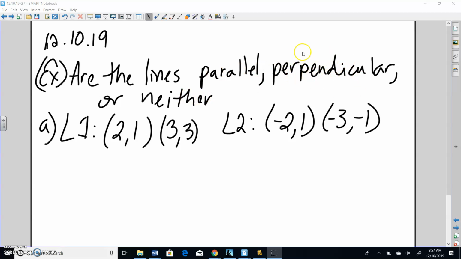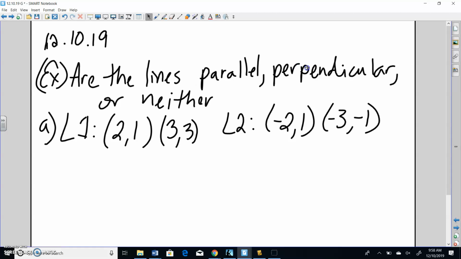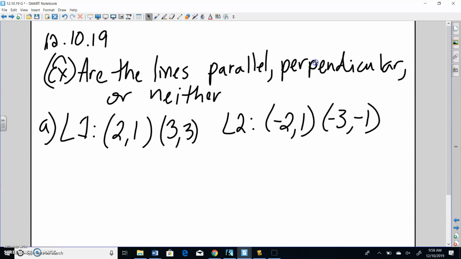Perpendicular, remember from yesterday's notes, we would multiply them, and what would we get if we multiplied them and they were perpendicular? -1. The product would be -1. If neither one of those are true, then we would say neither. They're not parallel or perpendicular. So in order to answer this question, we need to find the slope of each of those lines individually.